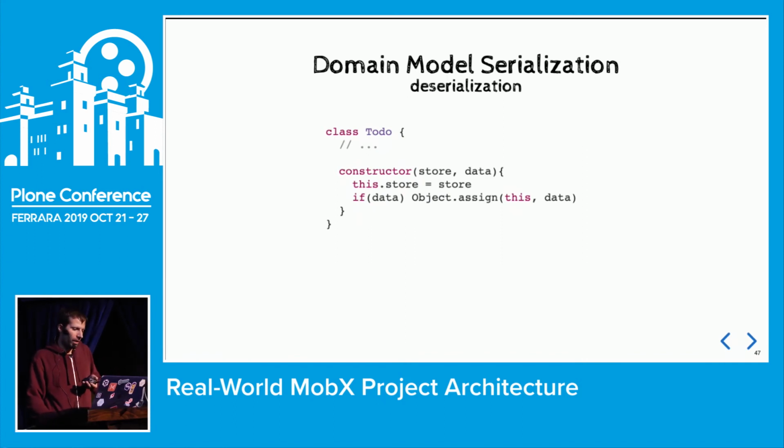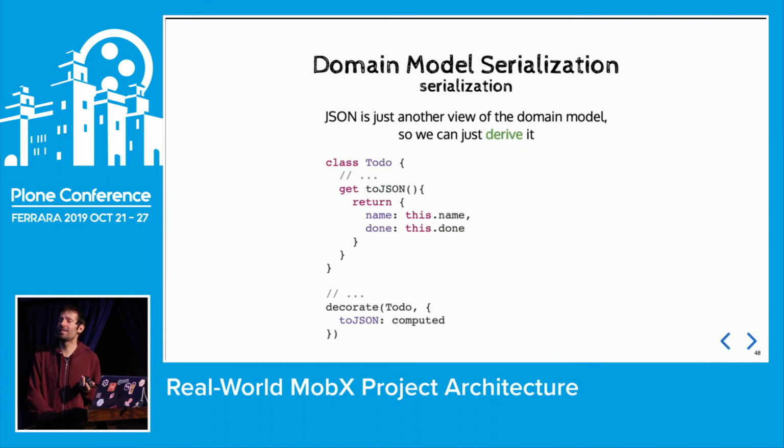And if you think about it, serializing our domain model state is just seeing the domain state as another shape, right? So we can actually use a computed value for that. Here, for example, we are defining a toJSON method that will return our domain state class as a plain JavaScript object together with the properties we want to serialize.